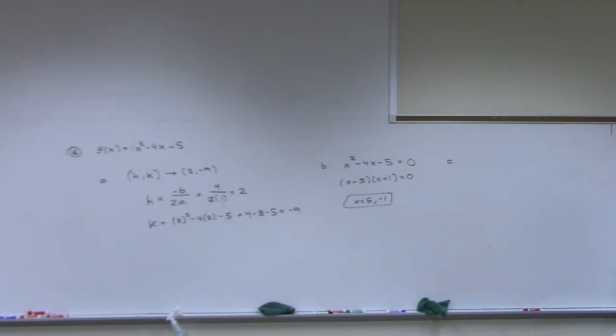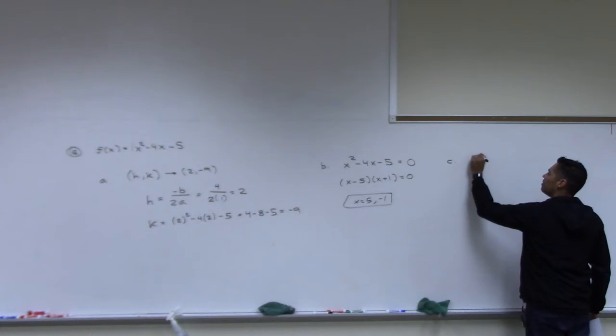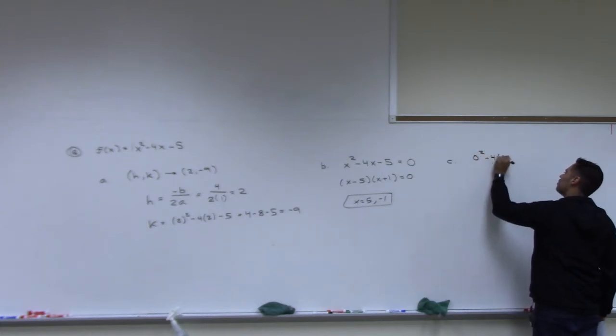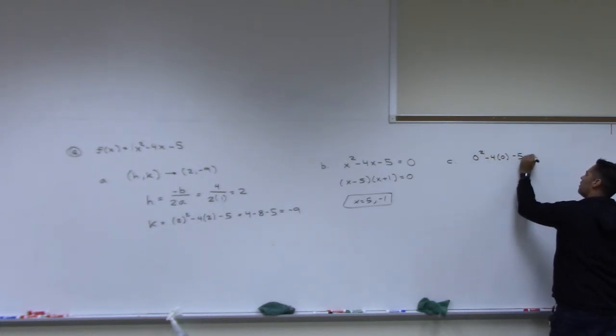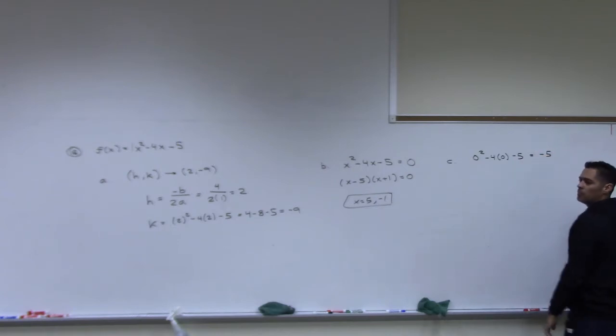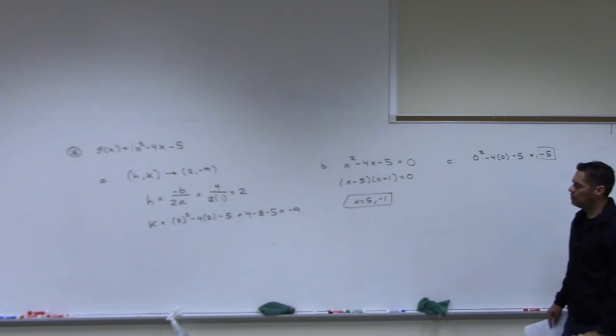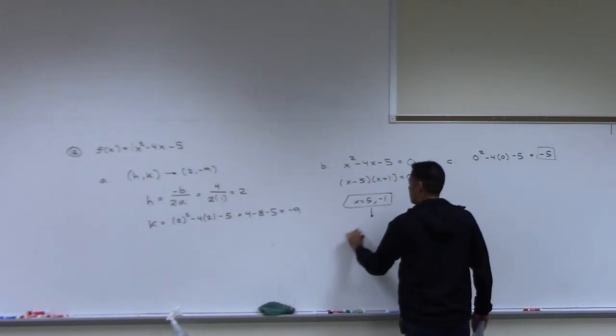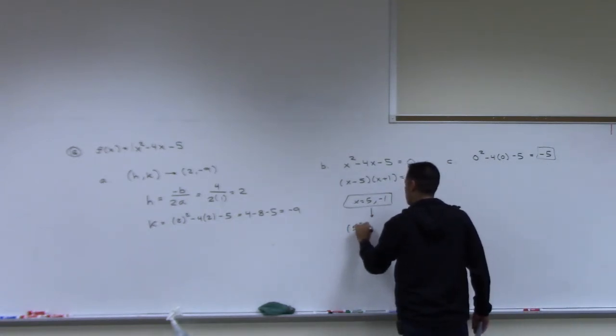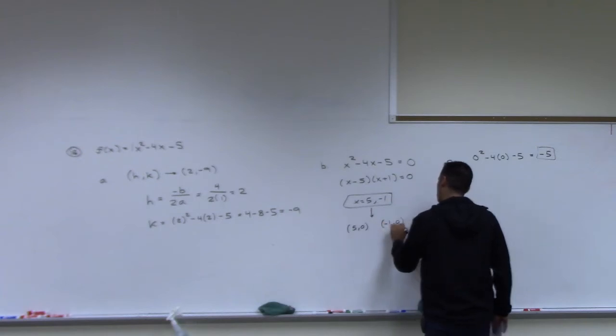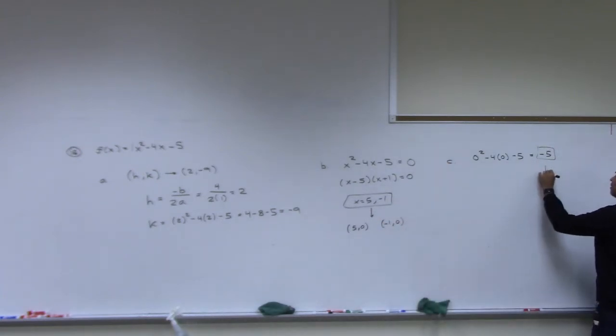Part C, how do you find the y-intercept? Plug in what? Plug in 0 for x. So you're going to replace all the x's with zeros, and all you are left with is negative 5. By the way, if you want to write these as points, you can: (5, 0), (-1, 0). And the y-intercept would be the point (0, -5).